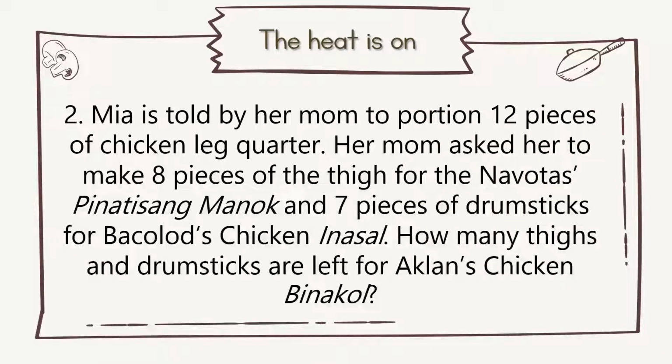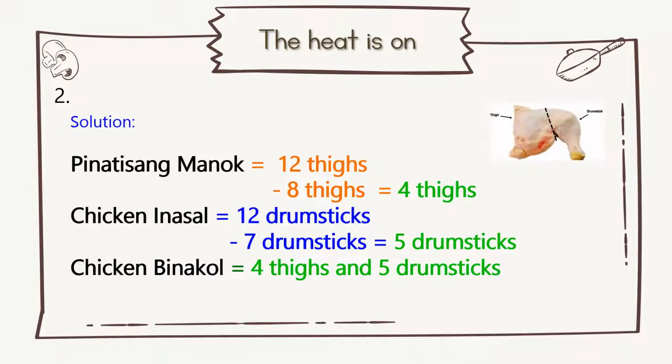Next, number 2, Mia is told by her mom to portion 12 pieces of chicken leg quarter. Her mom asked her to make 8 pieces of thigh for the Nabotas pinatisang manok and 7 pieces of drumsticks for Bacolod's chicken inasal. How many thighs and drumsticks are left for Aklan's chicken binakol? Pause this video to answer. A chicken leg quarter is composed of drumstick and thigh.